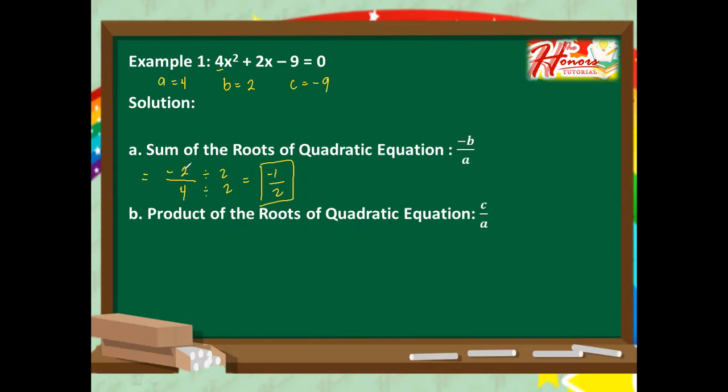Let's have letter B. The product of the roots of quadratic equation, the formula is c over a. So let's substitute the value of c and a. C is negative 9 here, and then for letter A, that's 4. So in this case, as you can see, there's no number that can divide the numerator and denominator at the same time without remainder.